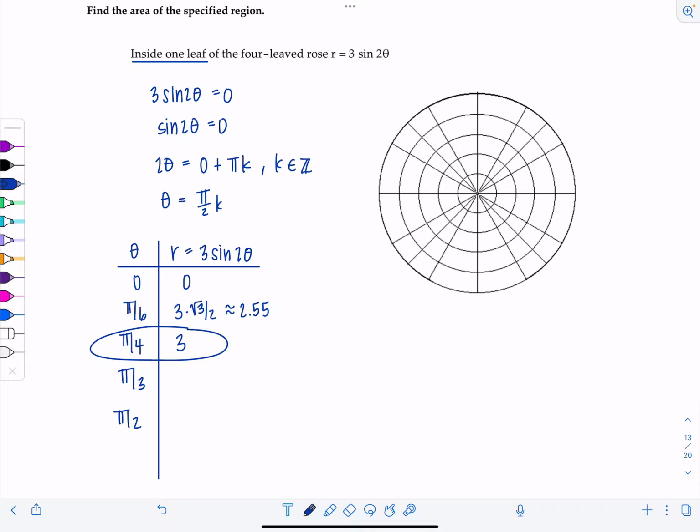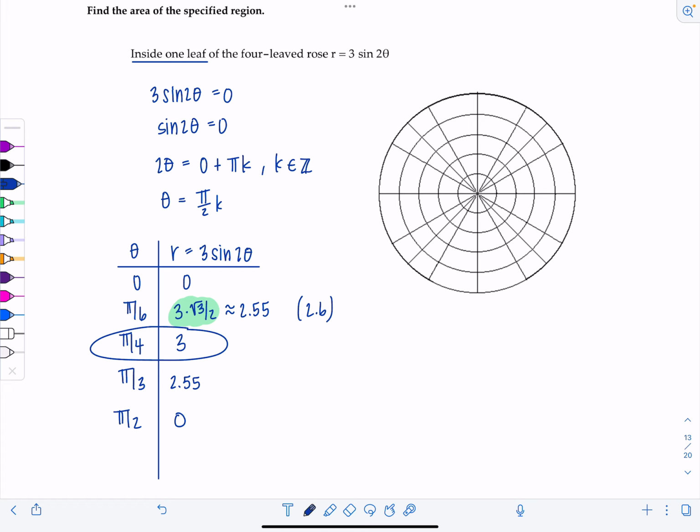And then when we go to pi over 3, sine of 2 pi over 3 is also rad 3 over 2 times 3, so again 2.55, and then we're back to 0. This is with no calculator. Obviously, 3 sine 60 isn't exactly 2.55; it's really about 2.6 if you put it in the calculator. But I'm doing the crude approximation that my students do because I don't allow a calculator. Okay.